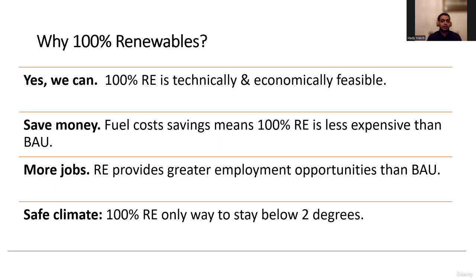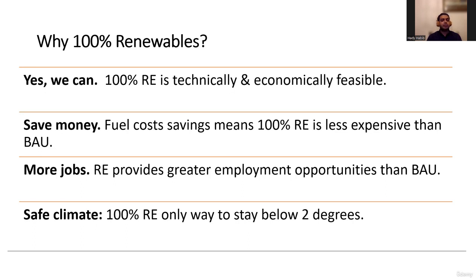Number one, which is related to the previous question, is because we can do that. Yes, we can do 100% renewable energy technically and economically, as Iceland did that, Norway did that, and there are many other good examples for 100% renewable energy.